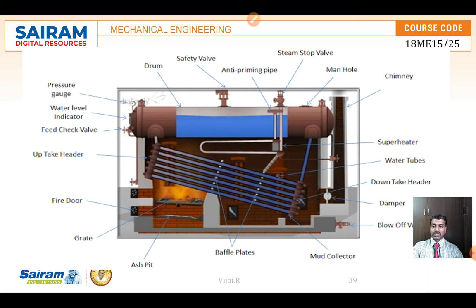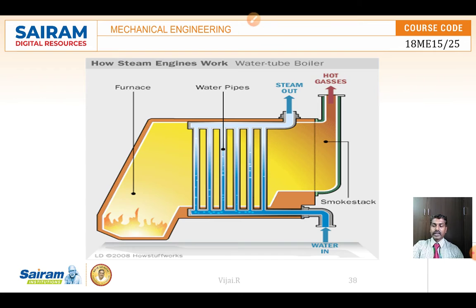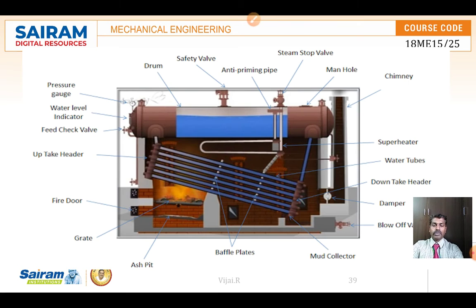Now let me see the construction of this boiler, the horizontal drum boiler, which is a water tube boiler. You can see the water is filled to half the boiler over here, and there are two important pipelines, the downtake header and the uptake header. The downtake header and uptake header are useful for steam generation. The water passes through the downtake header, takes heat from the hot flue gases and becomes steam. Then it moves to the uptake header, which is on the left side.